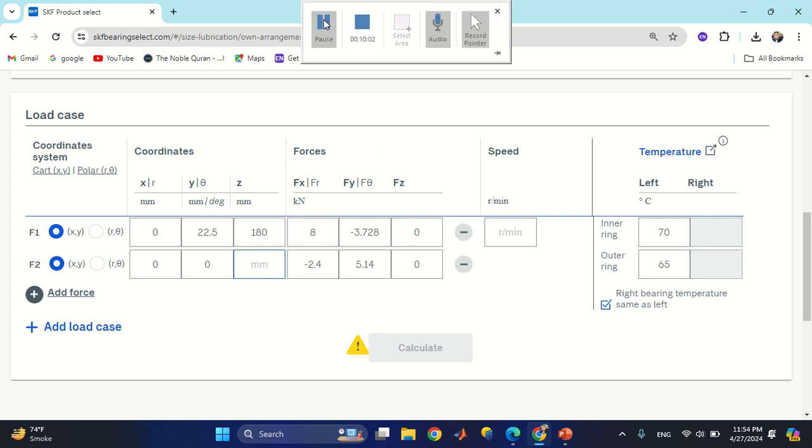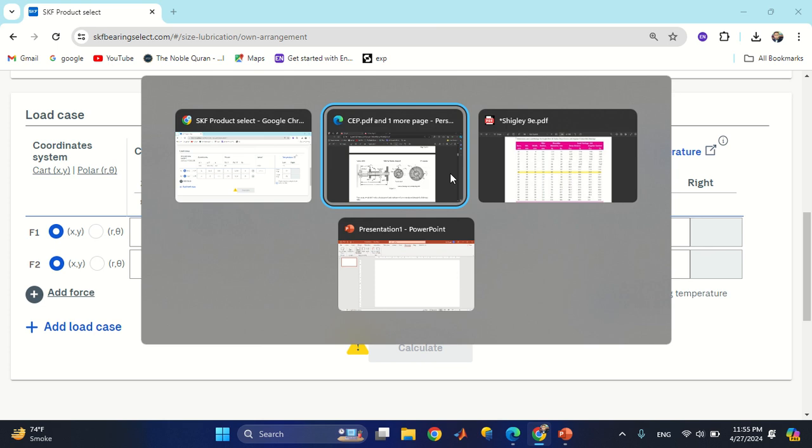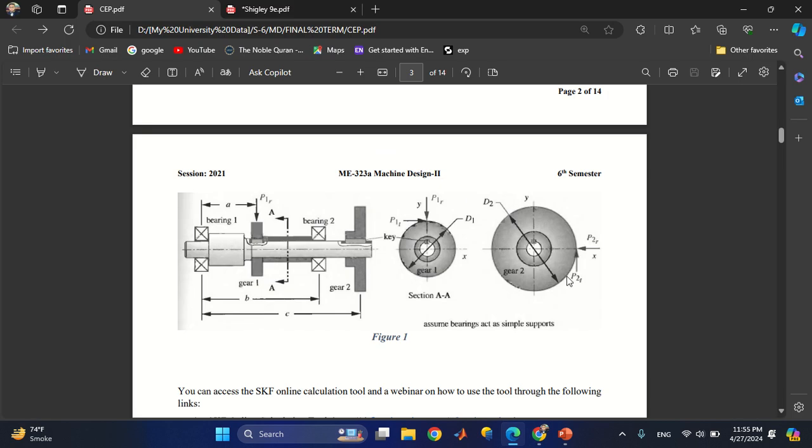Let me check the movement, the predicted movement that should be created by P2T, which is a tangential force on the gear 2. So just look at the force, this is parallel to the Y, so there will not be any movement along the Y direction, so it will cause movement about X and about Z direction.